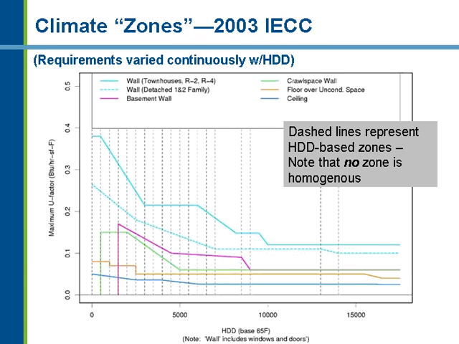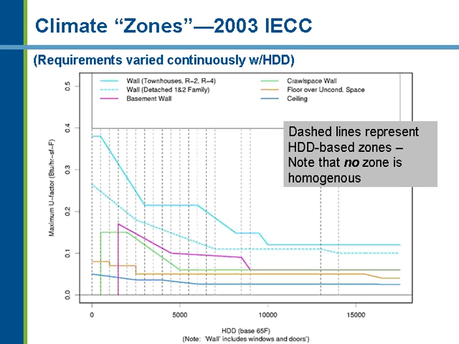If you recall the previous code, the primary requirements were defined as direct functions of heating degree days, and I've consolidated a number of those graphics here on this page. And any zones, when we talked about zones in the older code, those were really heating degree day ranges. They were not geographical zones at all.